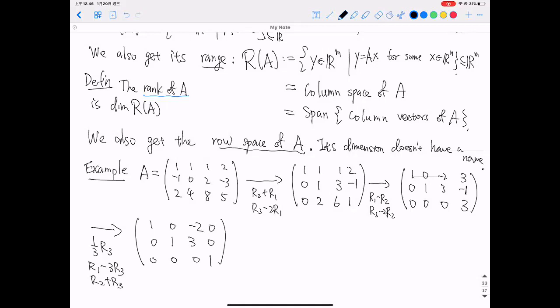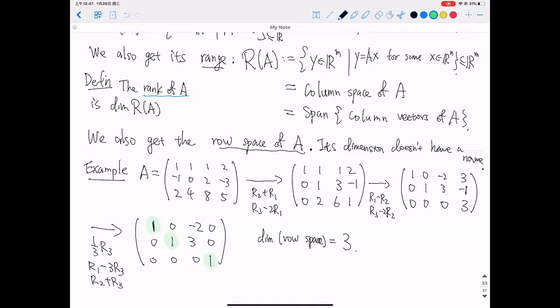Okay. All right, so now we get to reduced row echelon form. The leading ones are here, there, and there. Right? We see that all rows are non-zero rows. So the dimension of row space is 3. Okay.